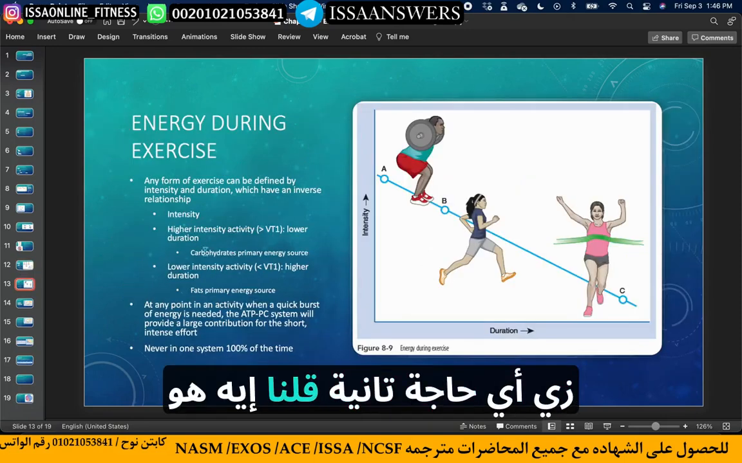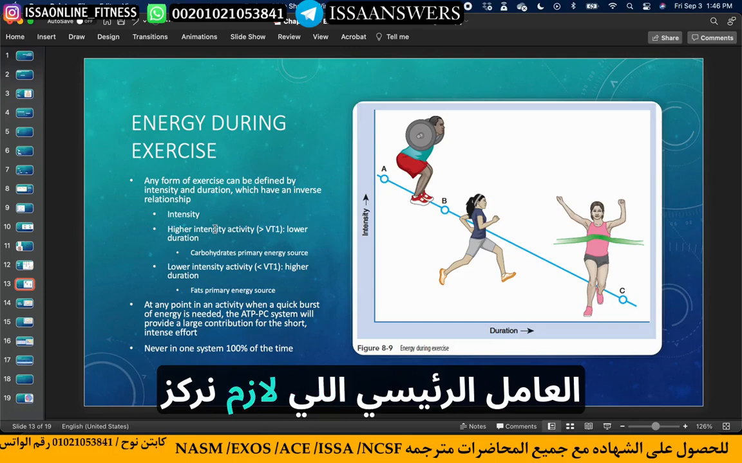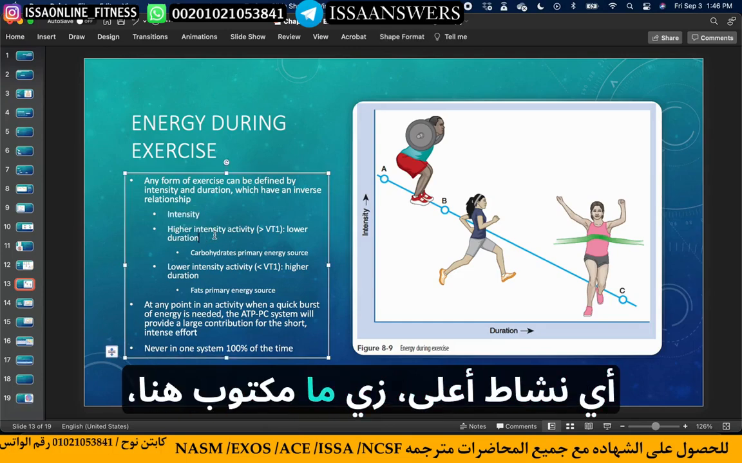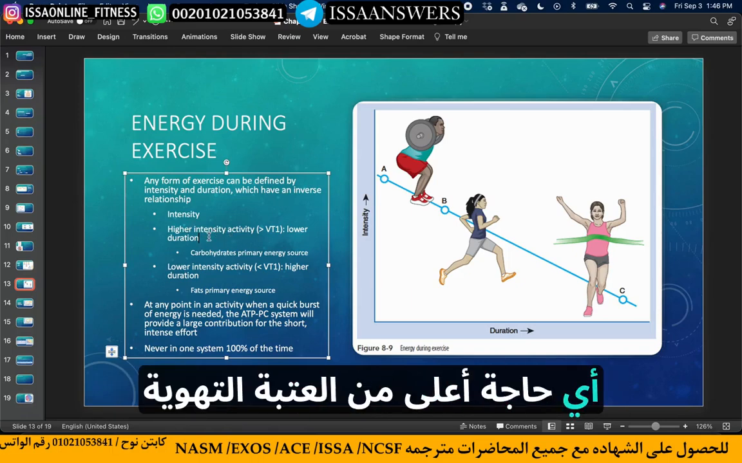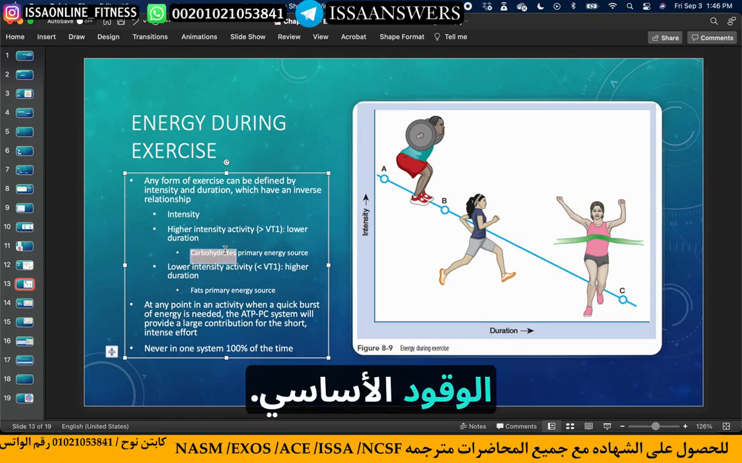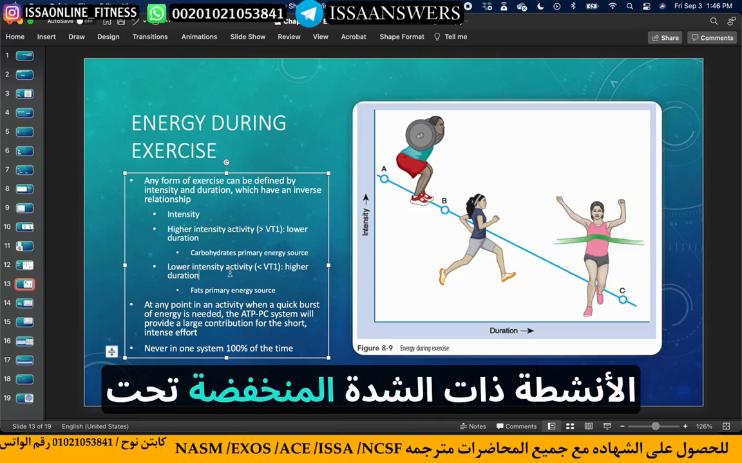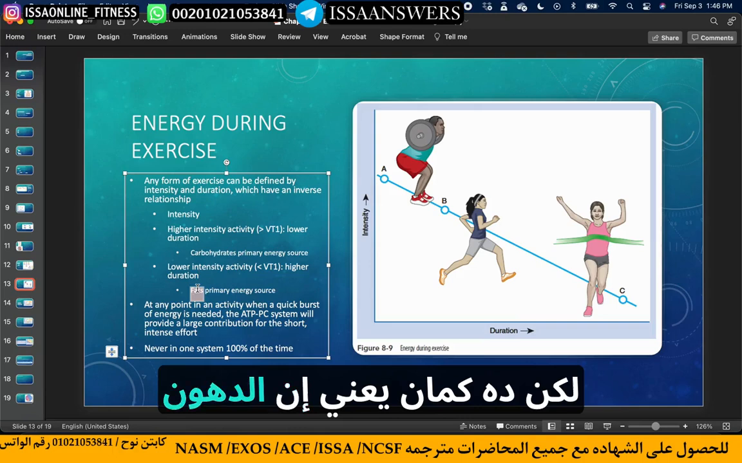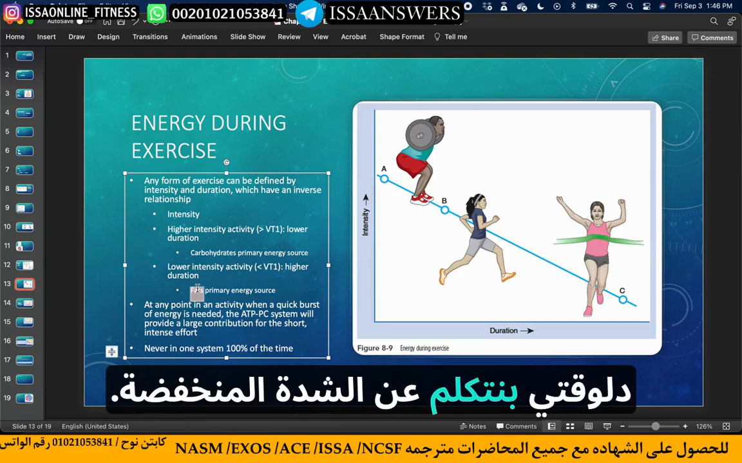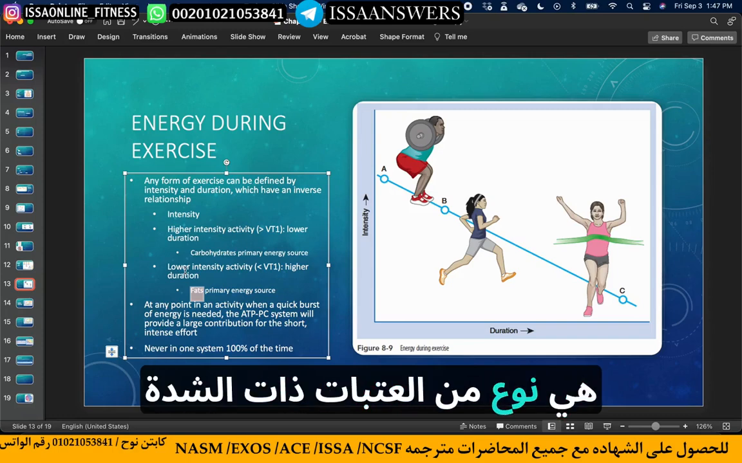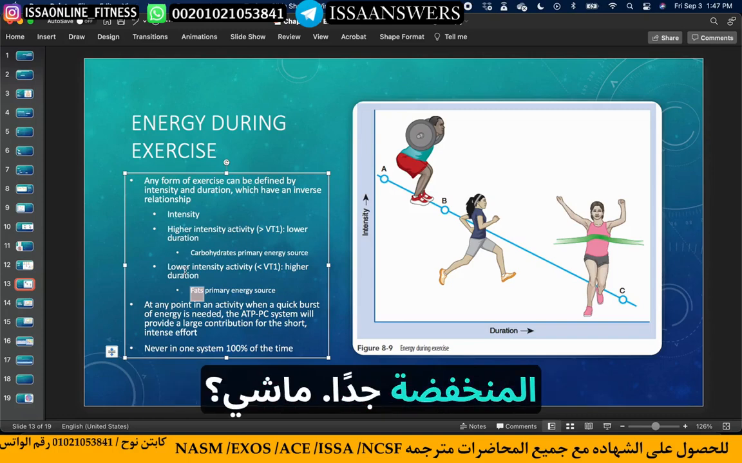So just like anything else, what is the major factor that we have to pay attention to? That's intensity, okay? Anything above, like it says here, higher intensity activity, anything above ventilatory threshold 1 will have lower durations, but carbohydrates are your primary fuel source. Lower intensity activities below ventilatory threshold 1 mean higher duration, but that also means that fat is your primary energy source. Now we're talking about low intensity. So understand that VT1 is a very low intensity type of threshold.